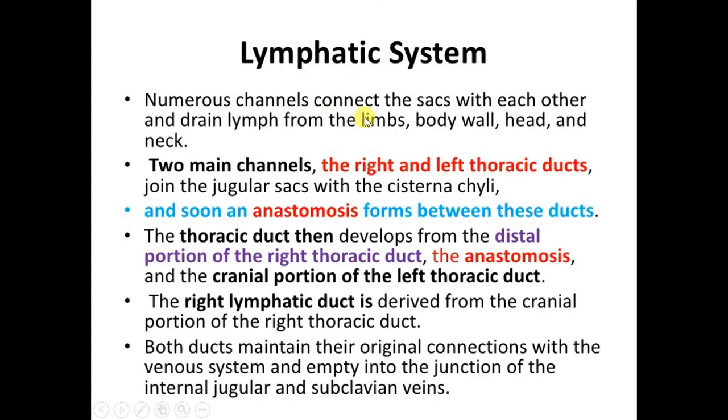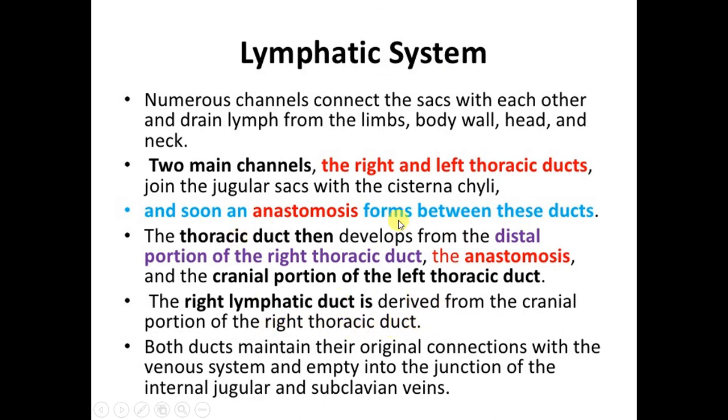There are numerous channels which connect the sacs with each other and drain the lymph from the limbs, body wall, head and neck region. Two main channels, the right and left thoracic ducts, join the jugular sac with the cisterna chyli. As soon as the anastomosis is formed between these ducts, the thoracic duct develops from the distal portion of the right thoracic duct, the anastomosis, and the cranial portion of the left thoracic duct. And the right lymphatic duct is derived from the cranial portion of the right thoracic duct.